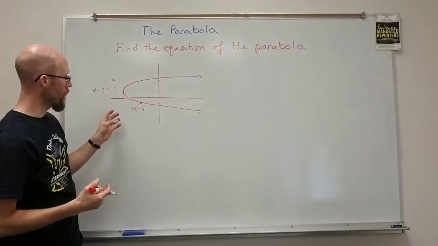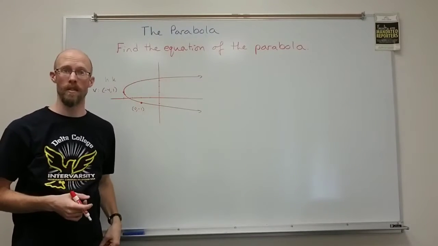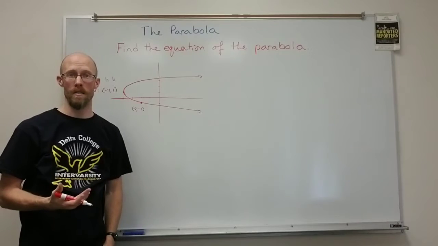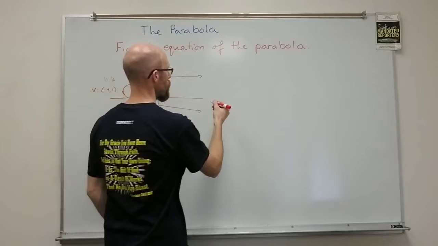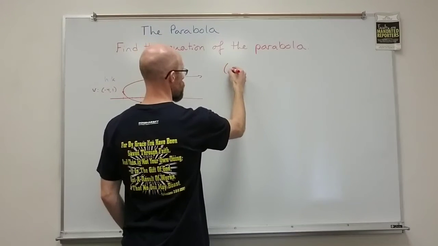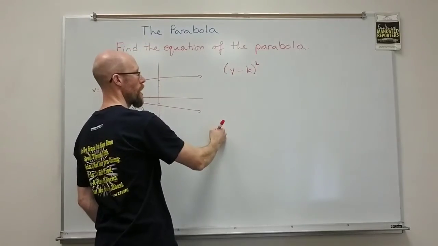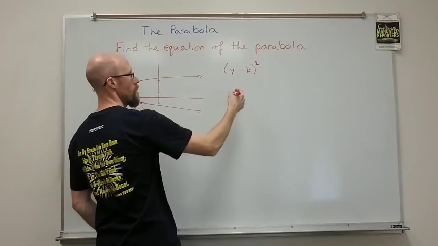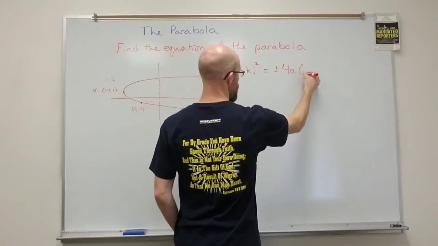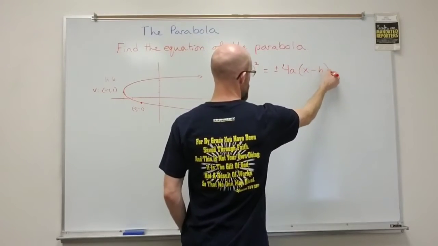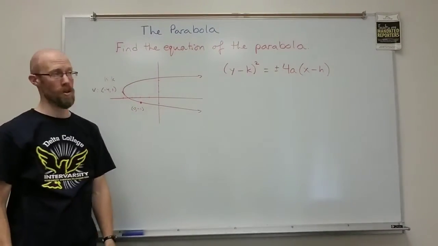What I notice is that this graph is opening to the right, so horizontally, which means the y is the variable being squared and the x is the linear variable. So when I write out the structure of this formula, it's going to be y minus k squared, k always goes with the y being squared, equals, well, it's plus or minus 4a times x minus h, x being the linear term because that's the direction in which this graph is going.